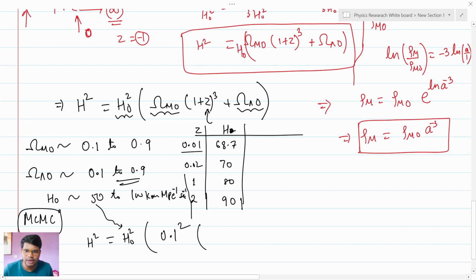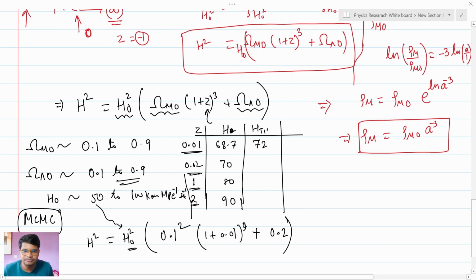First it will try to calculate z1, z2, z3, and so on. It will estimate 1 plus, let us say, 0.01 cube, and omega lambda 0 can be anything, let us say 0.2. From here, it will calculate your H, and let us say it comes out to be 72. That is a theoretical value, right? From here, it will estimate H minus H theoretical, and you will get some value.